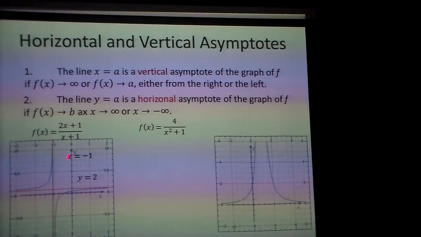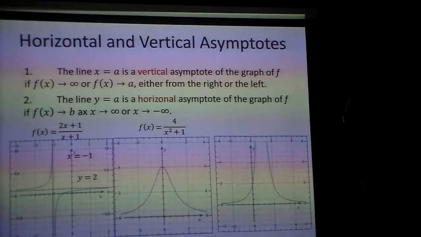Okay. This particular graph, I want you to notice, the vertical asymptote is at x equals -1 and the horizontal at y equals 2. We're going to talk about how to find these in a minute. Just first off, just look at the pictures. Look at this one. Notice, this one does not have a vertical asymptote. We'll talk about why that happens in a bit.